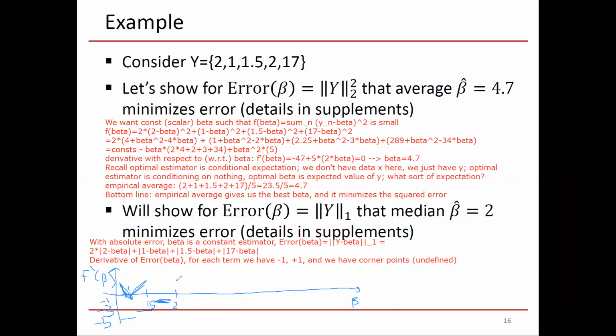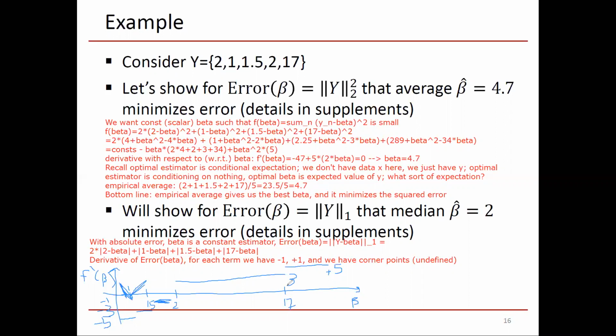Things become interesting from 2 to 17. Now, you can imagine that at 17, the derivative is plus 5, because I have 5 terms that are all increasing. But what about from 2 to 17? The expression 2 times 2 minus beta is going to be positive. And then the absolute of 1 minus beta, its derivative is positive. The only one that's negative is the 17 minus beta. And overall, my derivative is 3.